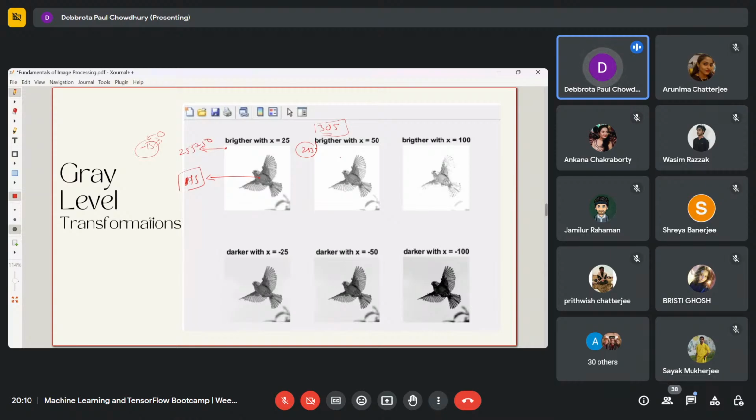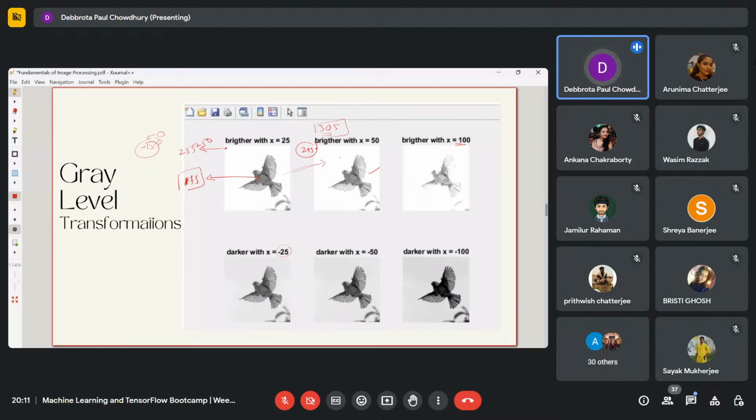So whenever we want to make it brighter, we'll add some values to each pixel. This is brighter than this. Now again, if you want to make it even brighter, add more to each pixel. Let's say we are adding 100 to each pixel, then it will be brighter. Now same thing for darker. If you want to make it darker, we will subtract some value from each pixel.